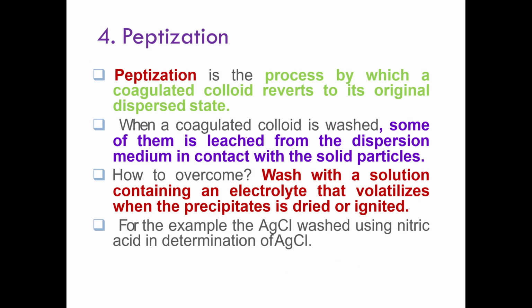Next is peptization. Peptization is a problem. Peptization is the process by which a coagulated colloid reverts to its original dispersed state. So when a coagulated colloid is washed, some of the electrolyte is leached from the dispersion medium in contact with the solid particle. So how do we overcome this problem? We wash with a solution containing an electrolyte that volatilizes when the precipitate is dried or ignited. For example, silver chloride is washed using nitric acid in the determination of silver chloride.